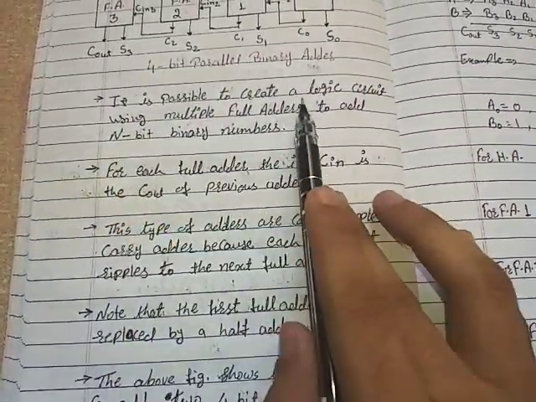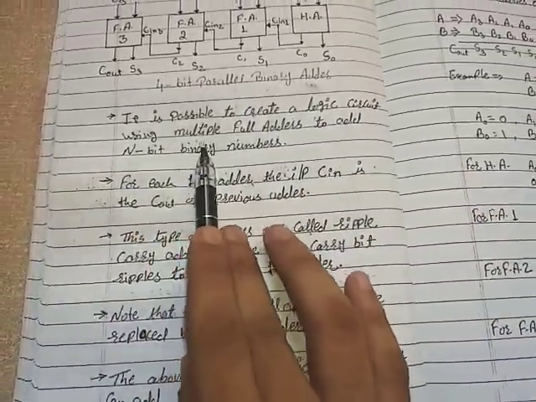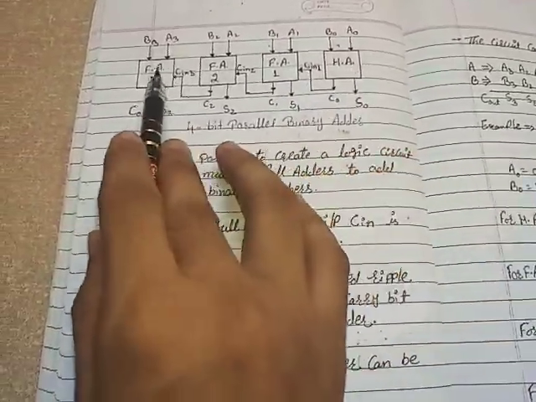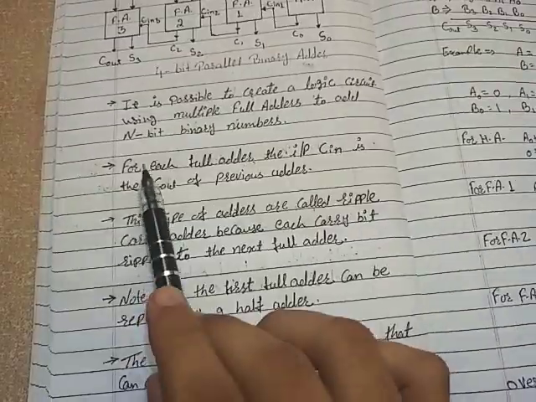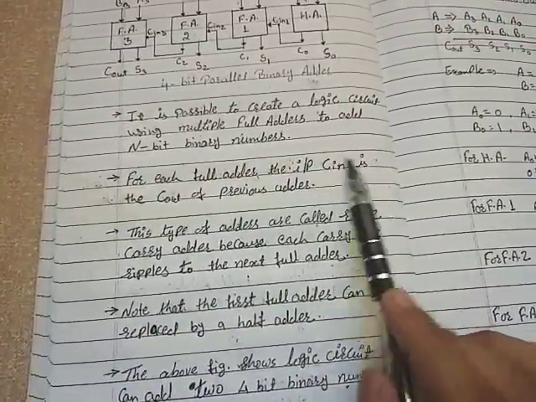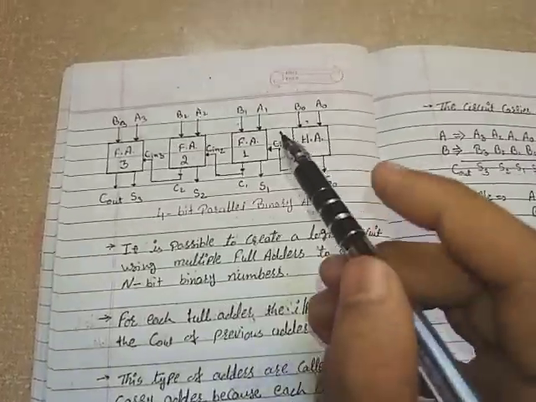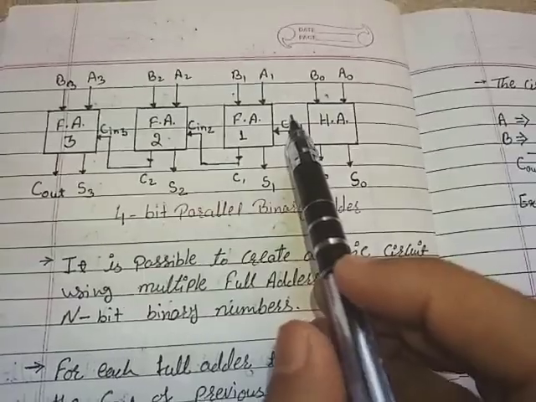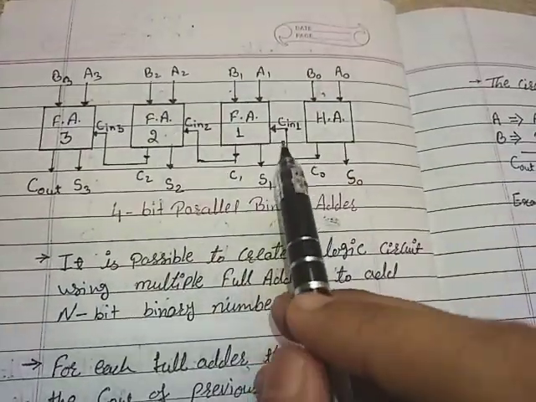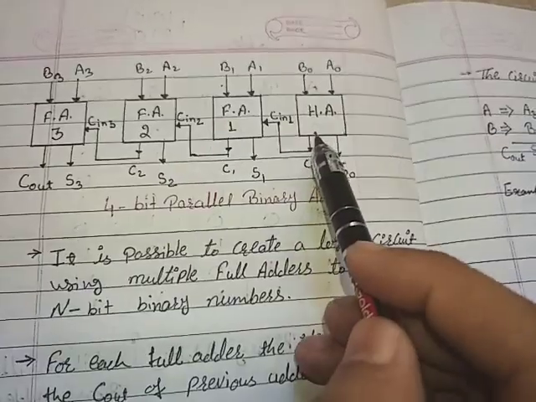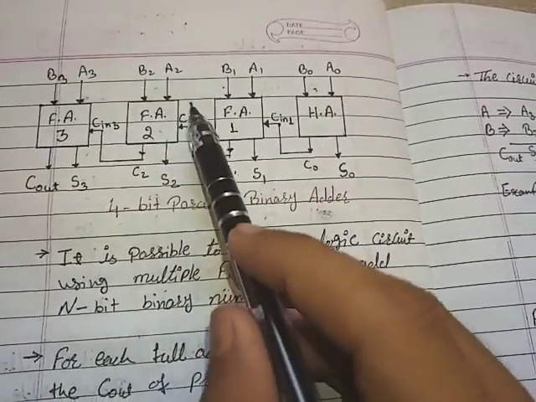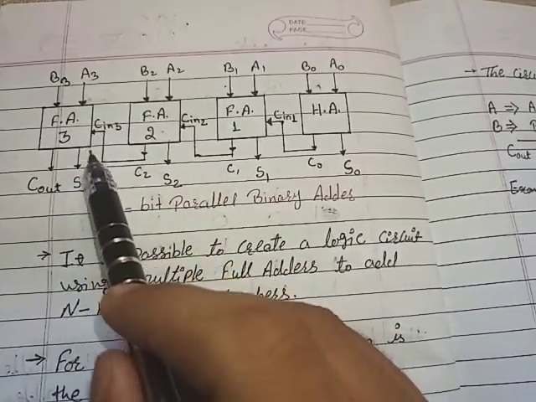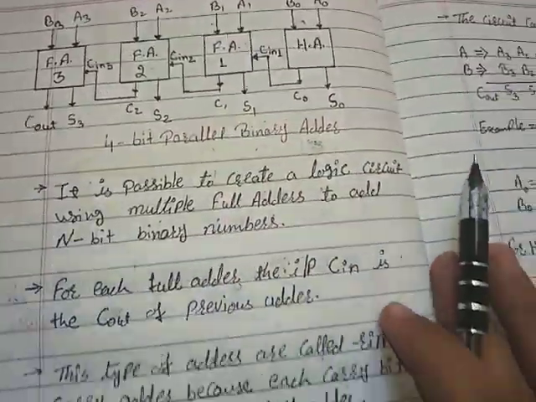It is possible to create a logical circuit using multiple full adders to add n bit binary numbers. Here we have multiple full adders. For each full adder, the input C in is the C out of the previous adder. As we know that in full adder we required A, B, C in as 3 inputs. So here the C in is actually C out of the previous adder.